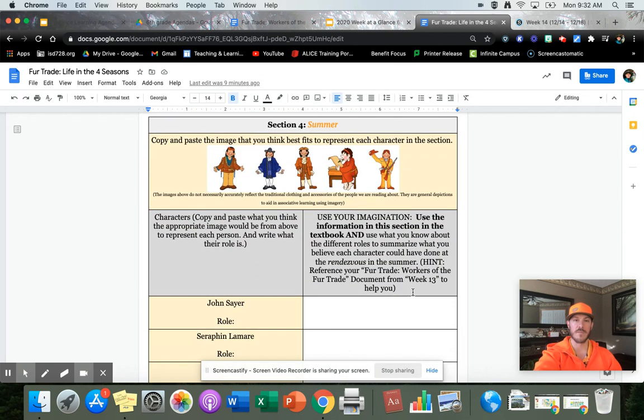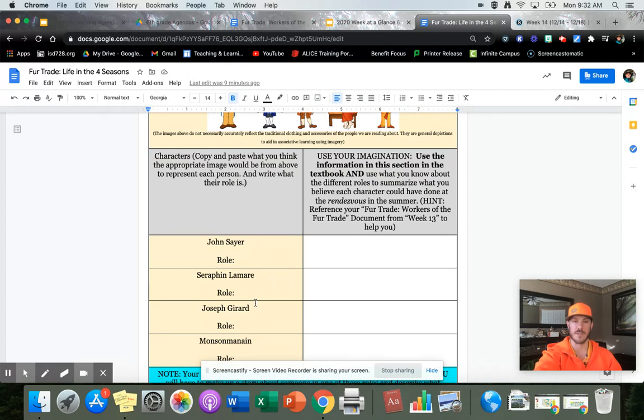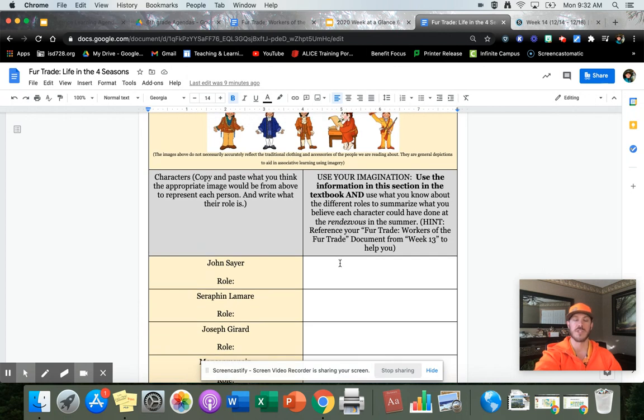Thursday's going to be a little bit different with section 4, the summer. It does not talk about the specific characters and what they actually did. The textbook kind of generalizes it. But what I'm challenging the students to is to use their imagination and think, okay, John Sayer, he was the trader in the story, so the head of the fur trade in his company. What would he have done in the summer? And in the text, it talks about generally what these roles would have done. But I want the students to think specifically and begin to use their imagination, as they will have to do on the summative.